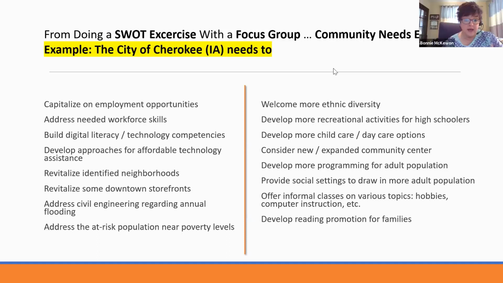Well, and a lot of you have said that you see likely library involvement in a lot of these needs that have been expressed.